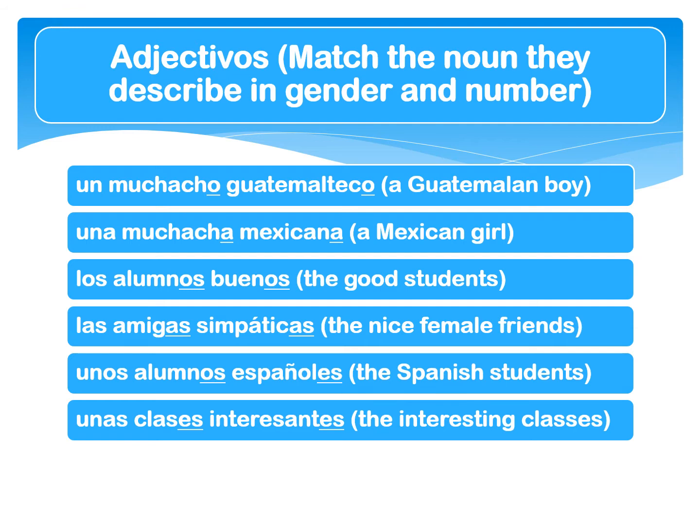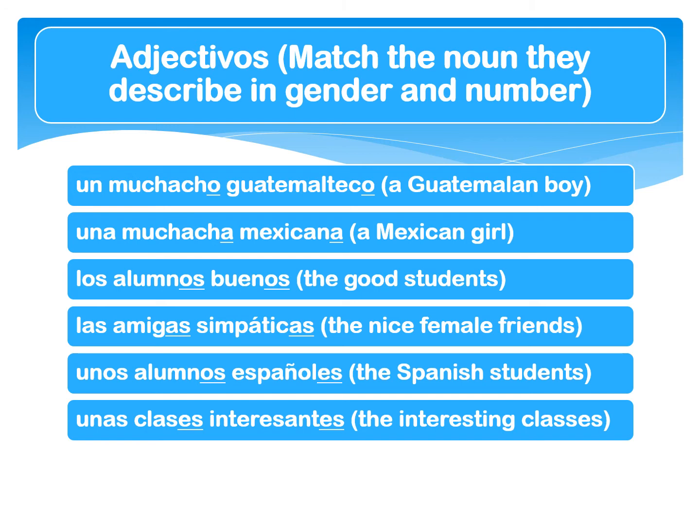So, un muchacho guatemalteco. We said muchacho ends in O, it's masculine. So guatemalteco needs to match up with that. Una muchacha mexicana. Muchacha is feminine, it ends in A, and our adjective mexicana, describing that noun, also needs to end in A. All right, los alumnos buenos, the good students. Notice alumnos ends in OS, and buenos is matching up with that. It's masculine and plural. Las amigas simpáticas, the nice female friends. So amigas, feminine and plural, so simpáticas has to match up with that.